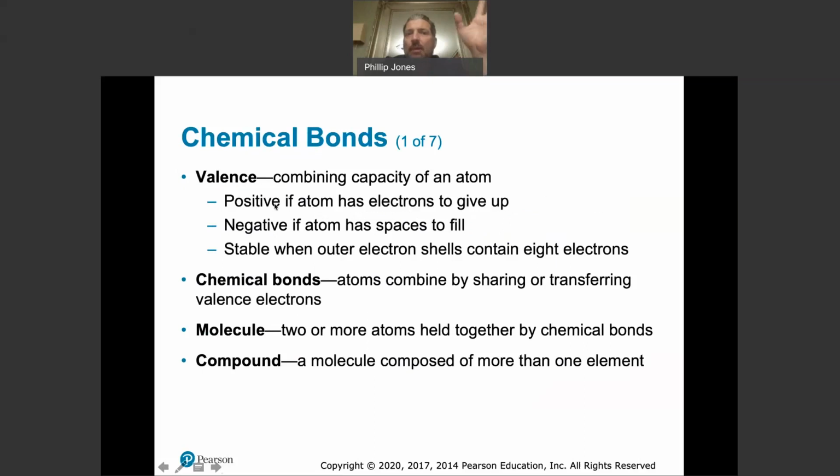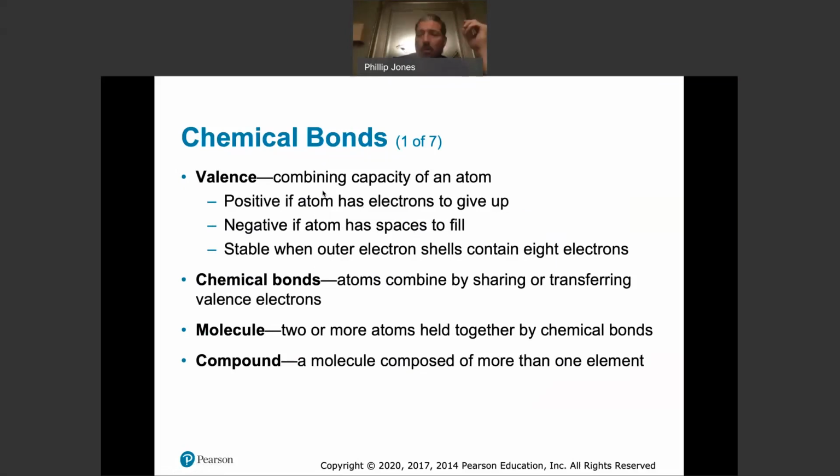So valence, remember, is the combining capacity of the atom. Valence is the outer shell. It's positive if the atom has electrons to give up, negative if the atom has spaces to fill. Stable when outer electron shells contain 8 electrons. That's the octet rule. So it's going to do whatever it wants. So if it has 1 electron, it wants to give it up. All right, it's releasing an electron.